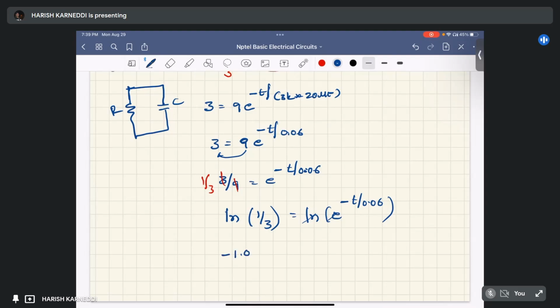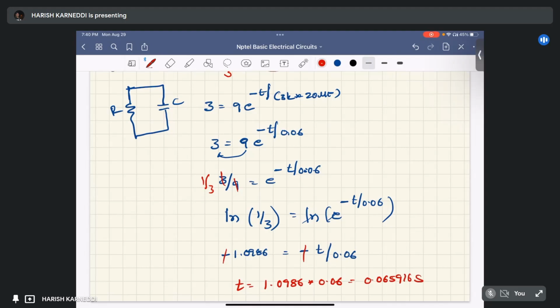minus 1.0986, which is equal to minus t by 0.06. This minus and this minus will be cancelled, and t equals 1.0986 into 0.06, which is equal to 0.065916 second.